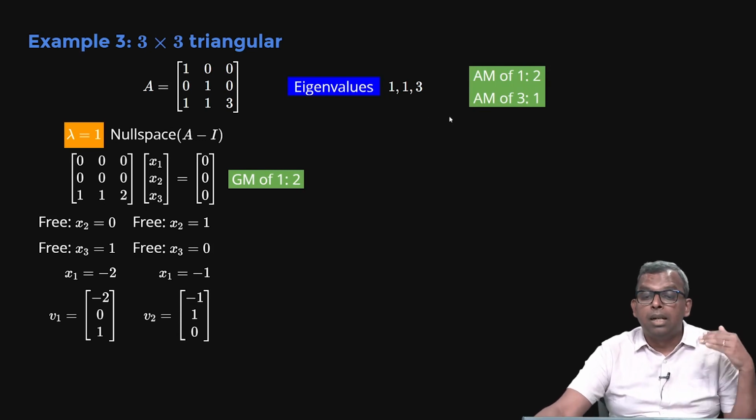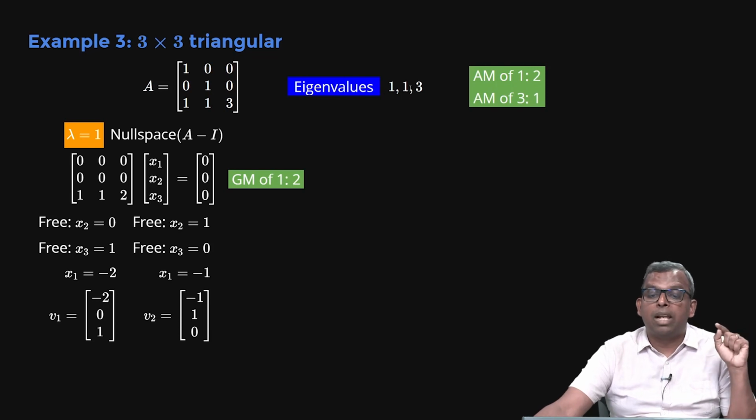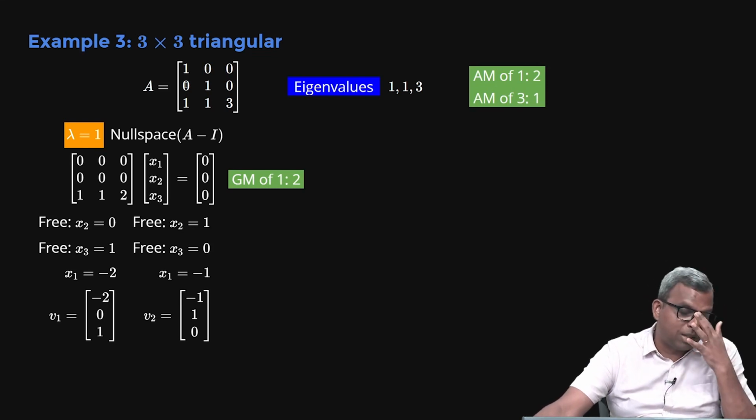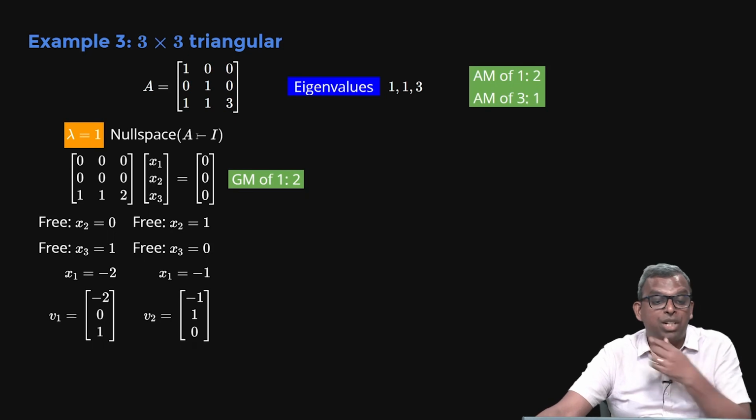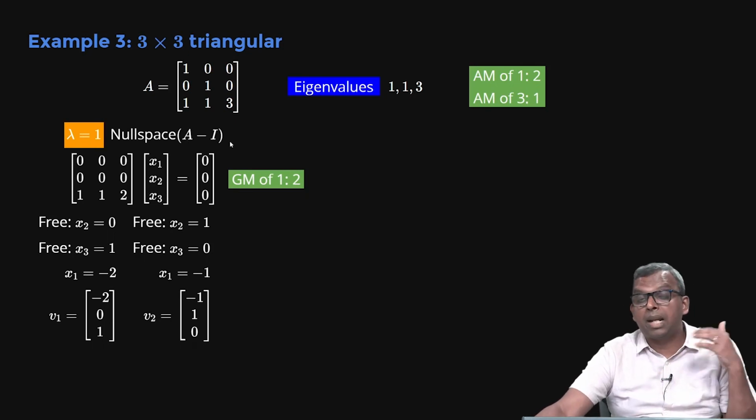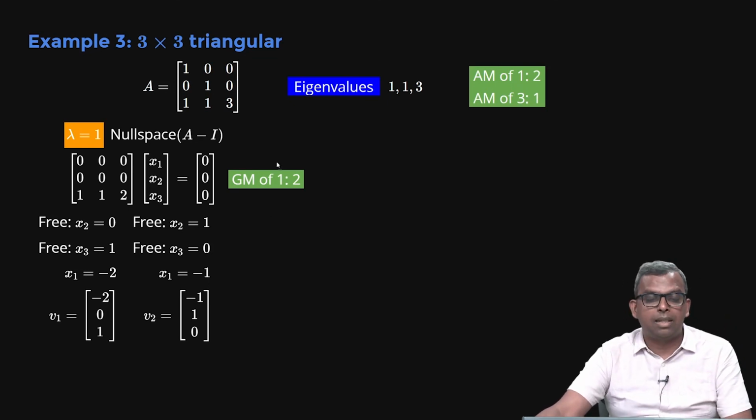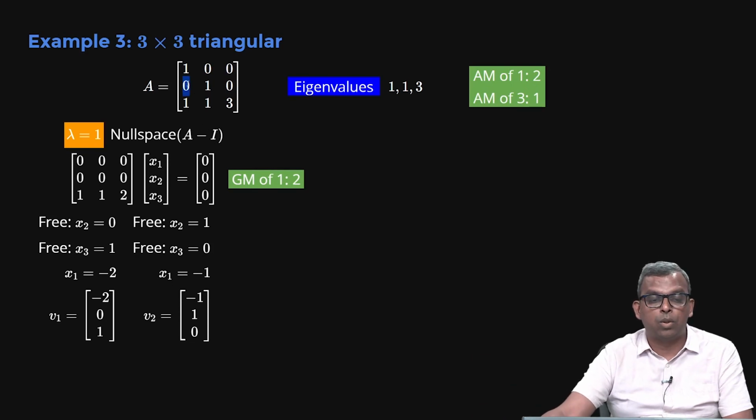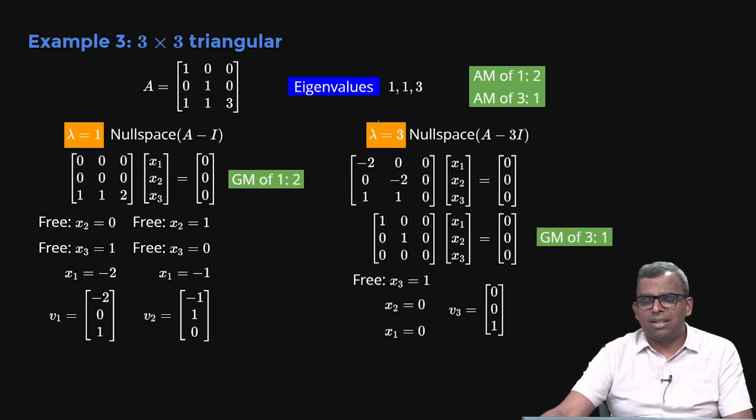Always remember, algebraic multiplicity is the number of times the value appears as a root. Geometric multiplicity depends a little more on the way the columns and rows are, and what happens to the dimension of A minus lambda I. What happens to the null space there controls the geometric multiplicity. In this particular case, we got 2. In the previous case where this value was 1, you got only 1. And 3 does not change; you got 0, 0, 0, and then 0, 0, 1 becomes your eigenvector for 3.